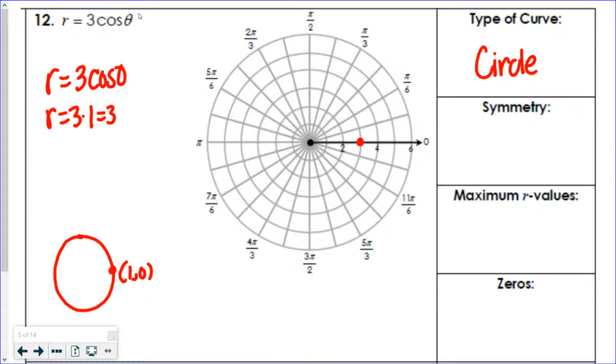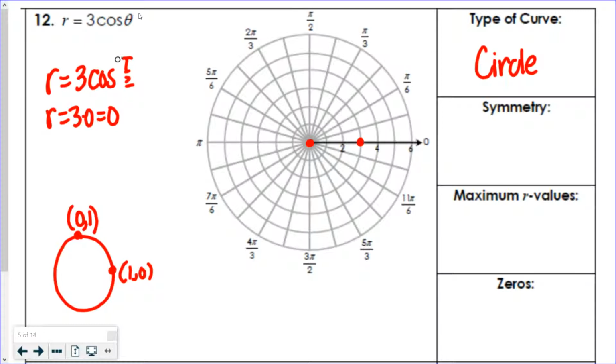All right, what about cosine of pi over 2? Now we're up here at this point. Pi over 2 is (0, 1), so my x value at pi over 2 is 0. That makes this guy here 0. It means my radius is 0, and we're here.